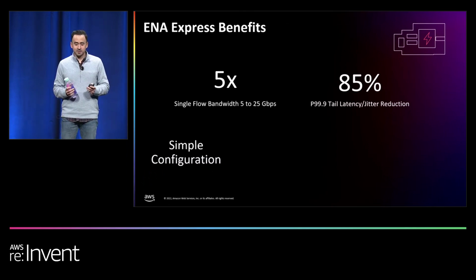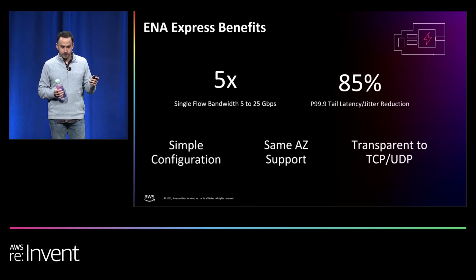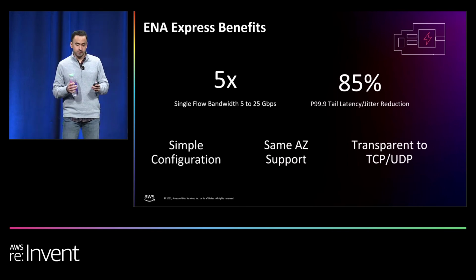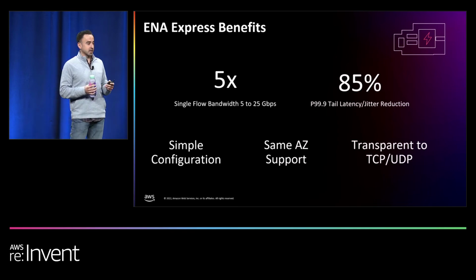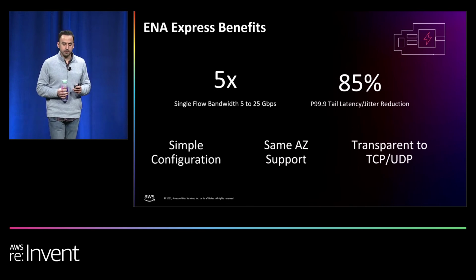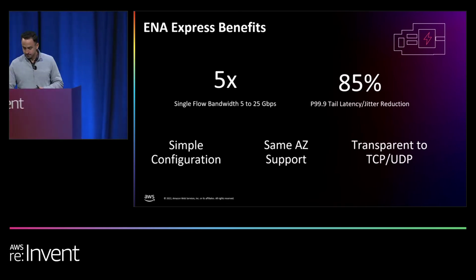Like I said, ENA Express works with a simple configuration. It's a single API call or a click in the management console. And additionally, it's completely transparent to TCP and UDP. Finally, ENA Express supports same AZ traffic, meaning you can use it for applications running across different subnets and different VPCs with different network segmentation. All of these benefits are great for workloads like file systems, in-memory databases, and live media encoding.